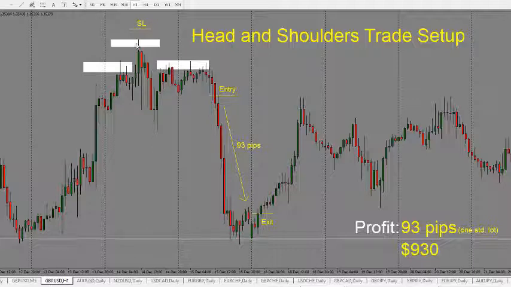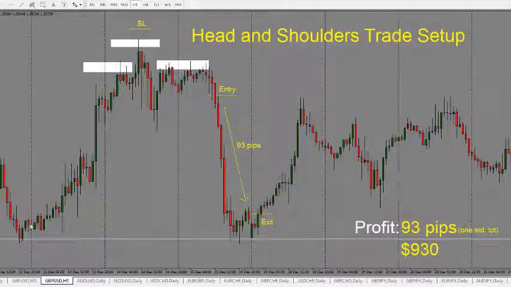Our stop will go above the head here. We want to make sure we give the trade some room to breathe, so we want to put it above the head here, giving it some space in the middle. Once we enter the trade short, we stay with the trade. And as we can see, price drops nicely here.